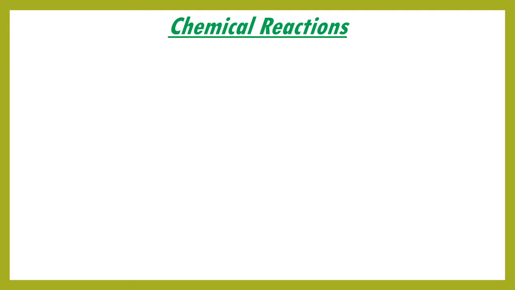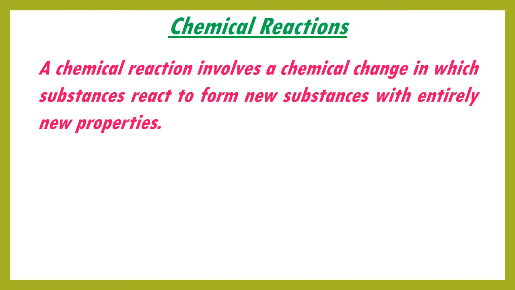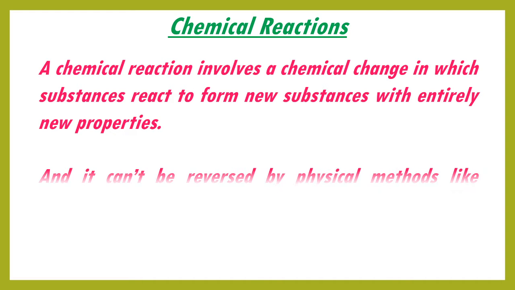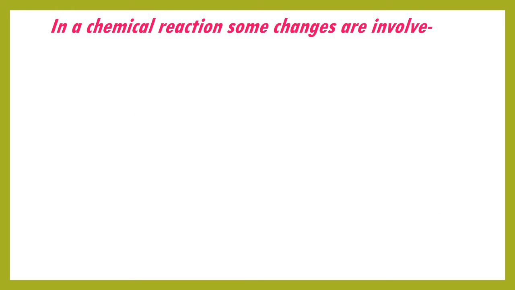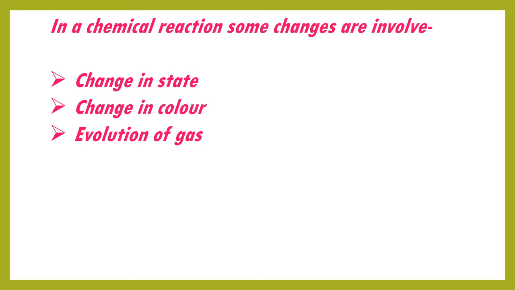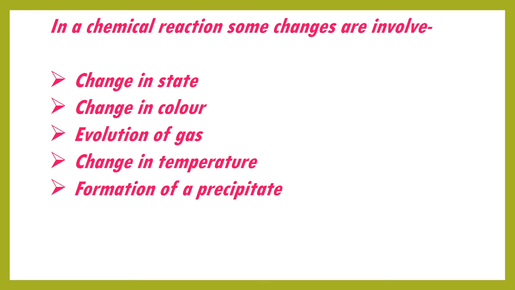First, we will discuss chemical reactions. A chemical reaction involves a chemical change in which substances react to form new substances with entirely new properties. And it can't be reversed by physical methods like magnetism, filtration, centrifugation, distillation, and evaporation. In a chemical reaction, some changes are involved: change in state, change in color, evolution of a gas, change in temperature, and formation of a precipitate.